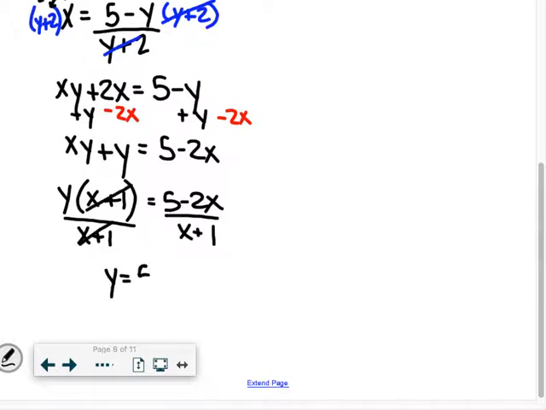So y equals (5 minus 2x) over (x plus 1). And you could, if you want, write f inverse of x. Questions, concerns, clarifications about what we did?